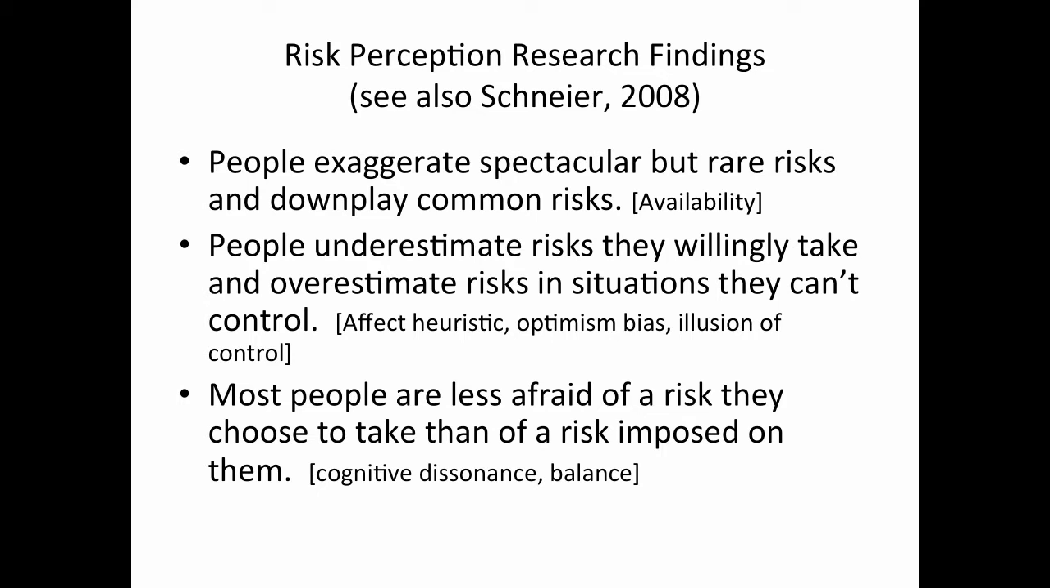Second, a common repeatable finding is that people underestimate risks they willingly take and overestimate risks in situations they can't control. This sort of combines the affect heuristic, the optimism bias, and illusion of control. The classic example here is driving versus flying. Driving is actually riskier than flying, but we willingly take control of the wheel, but we really can't control the airplane that we're flying in. So people often will perceive greater risks flying than driving.